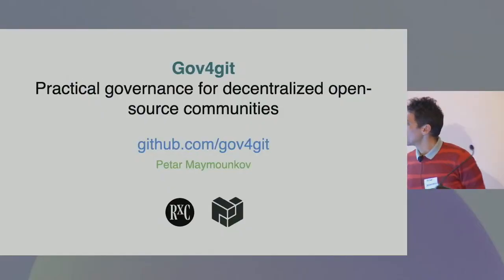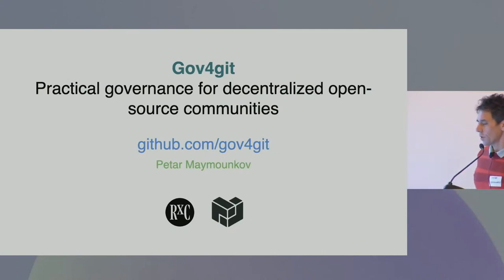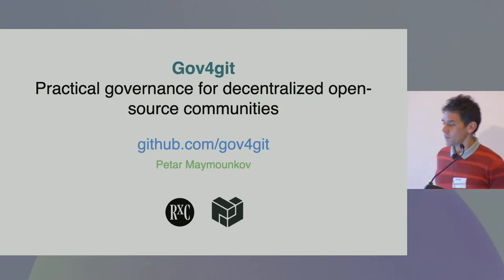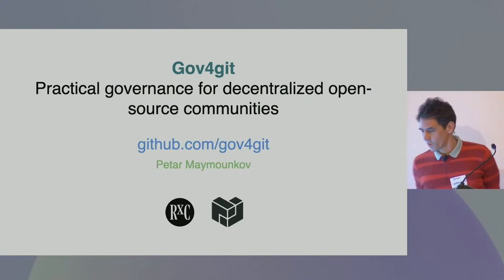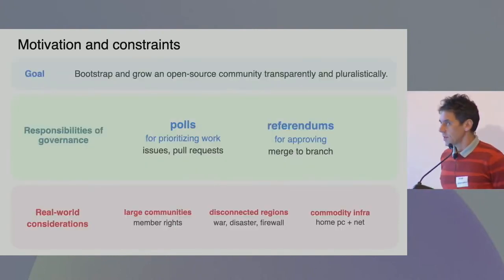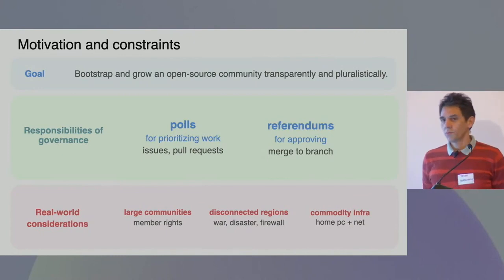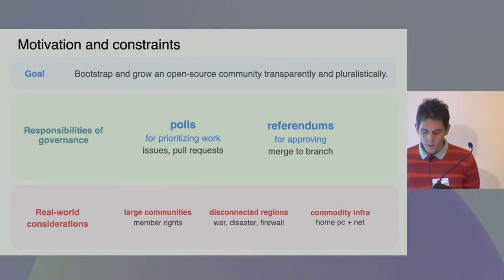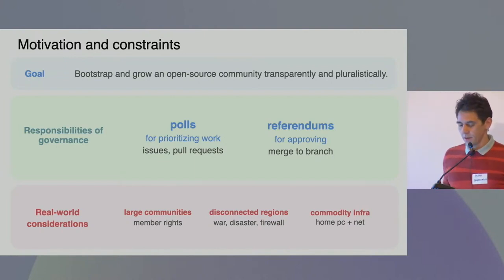I work for Protocol Labs, and I'm going to tell you about governance for Git, which is a project in collaboration between Protocol Labs, Radical Exchange, and the Plurality book project. So the goal of this project is to design software that helps people to bootstrap and grow and govern open source communities in a way that's transparent and accountable.